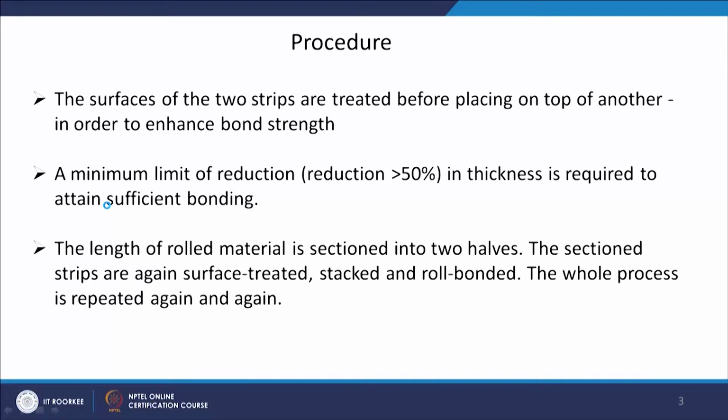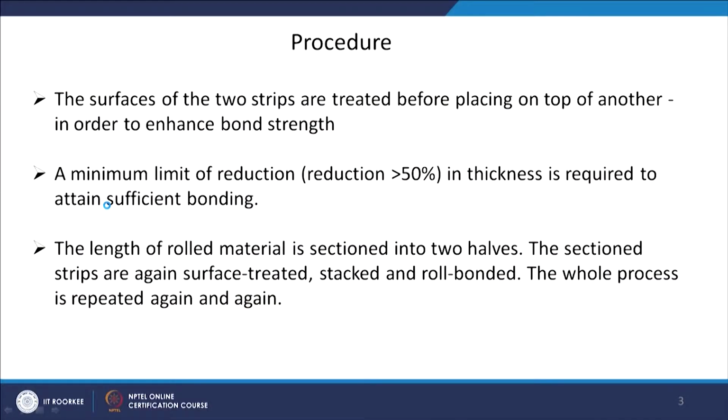So, in the procedure, as I told you, the surfaces of the two strips are treated, and then you place one over another. In each cycle, typically the reduction which we want to achieve is more than 50%.